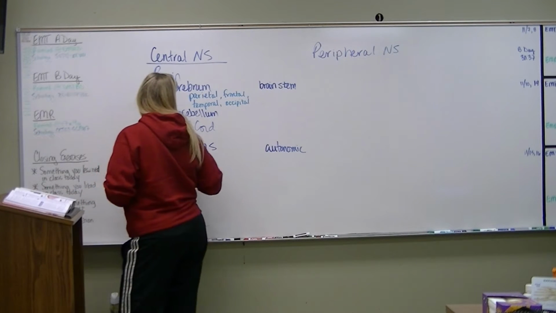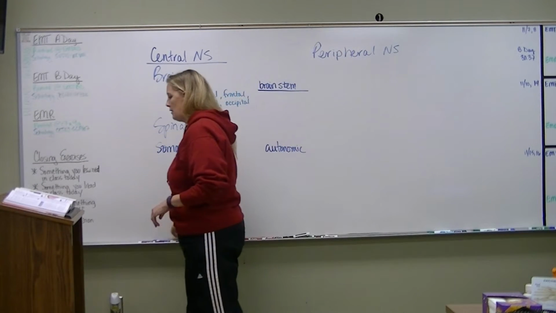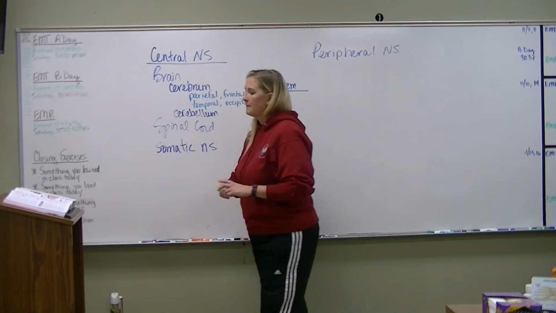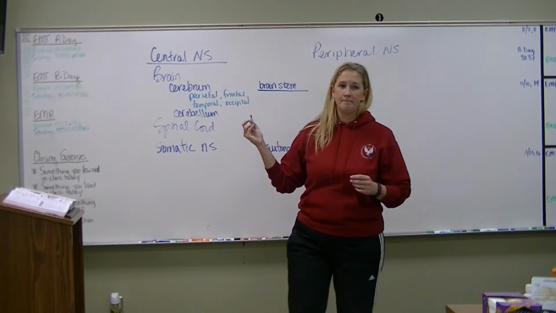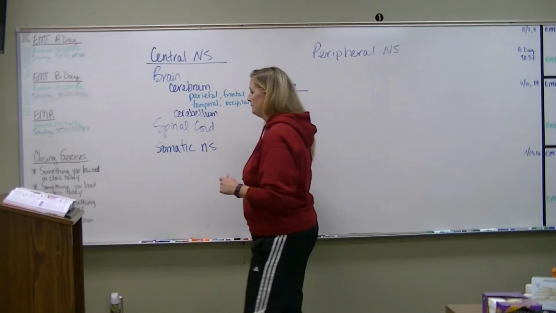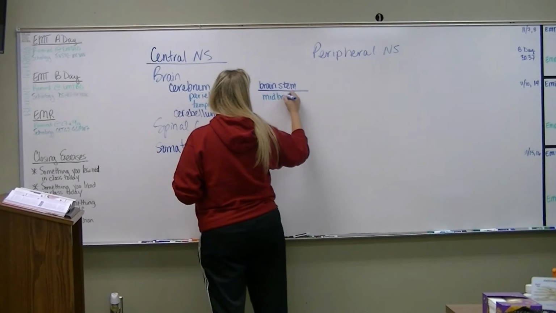And we're going to go back and visit the brainstem again because we didn't cover what the parts of the brainstem are. There are three parts to your brainstem. Midbrain, pons, medulla oblongata.